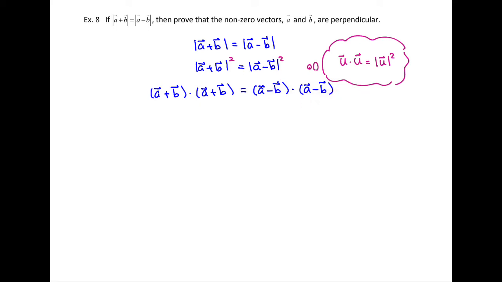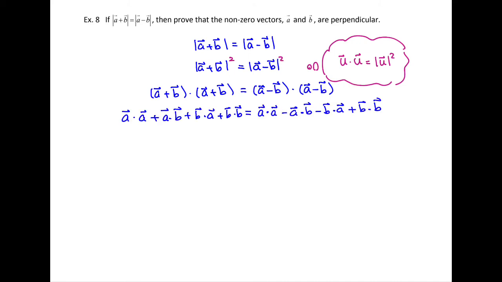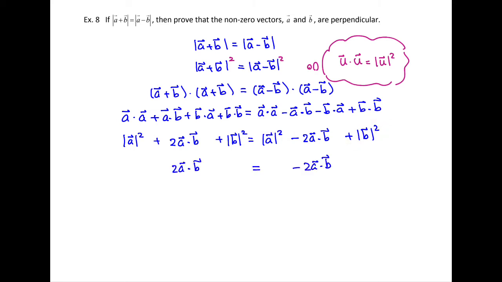Using the distributive property to expand the dot product, we're going to end up with this line here. And we know A dot B and B dot A are the same. So we are going to simplify to 2A dot B and minus 2A dot B. And we can subtract magnitude of A squared on both sides and magnitude of B squared on both sides. Then we're going to end up with 2A dot B equals negative 2A dot B.